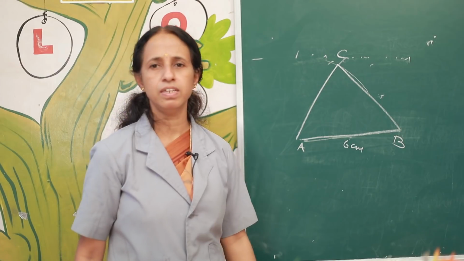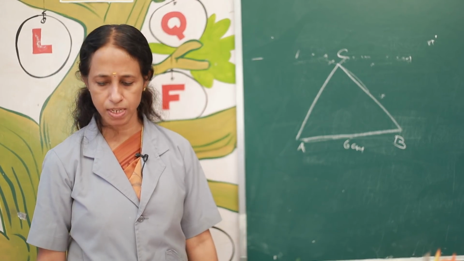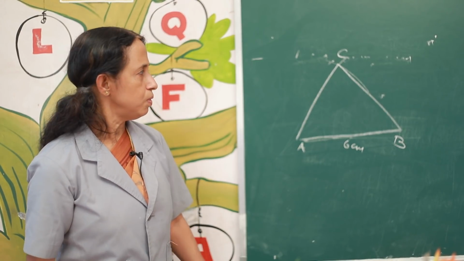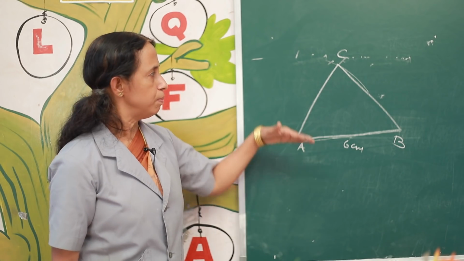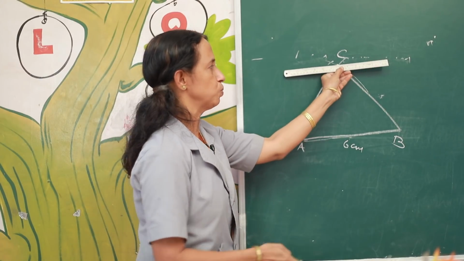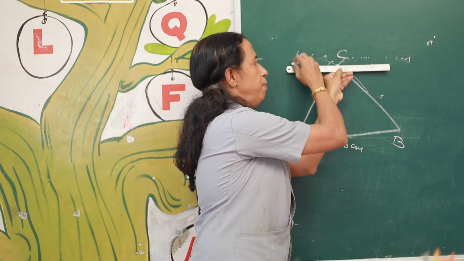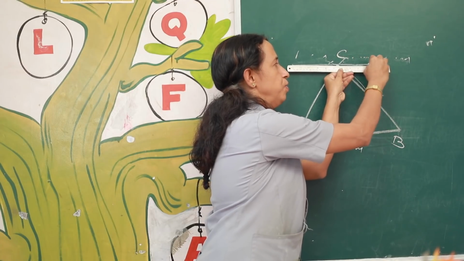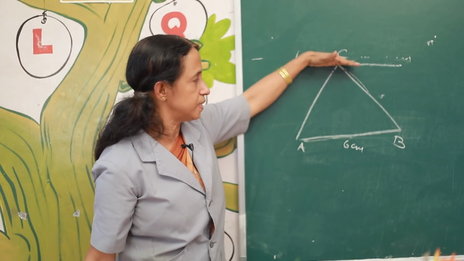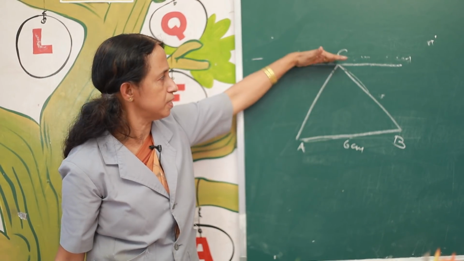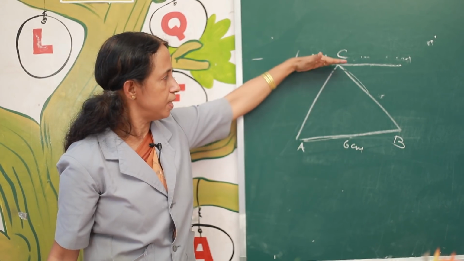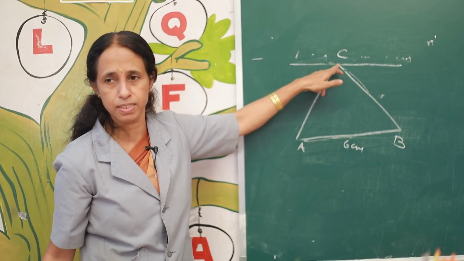Now draw an isosceles triangle with the same area. First, draw a line parallel to AB through C. This line is parallel to AB, and it passes through the third vertex, that is C.